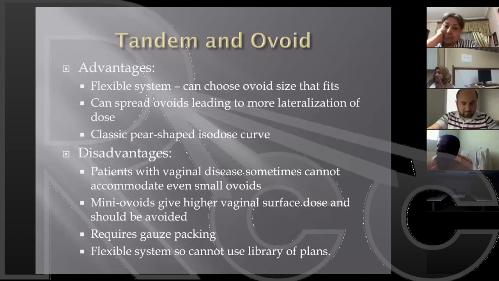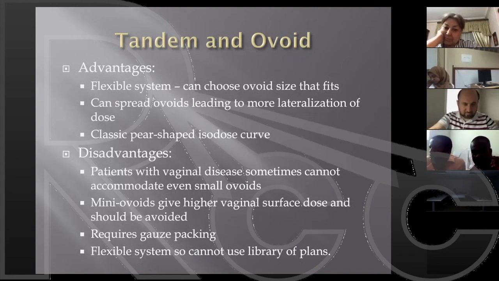Again, tandem and ovoids. The nice thing about ovoids is they can spread dose laterally. The last thing I do after placement is spread the ovoids so they're as far lateral as possible, and that can improve your lateral doses. And then they give us the classic pear-shaped isodose curve.